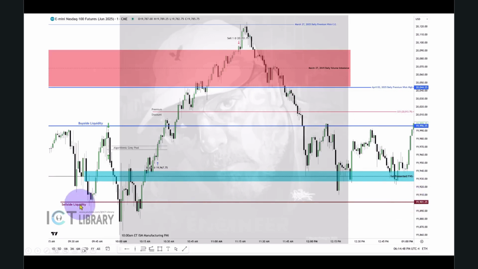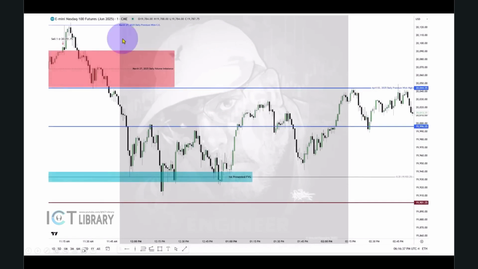Now, keep an eye on the levels you see here, okay? 19,901.25 is that sell side liquidity pool from London's low. And then we have the old buy side liquidity. And then this line's going to disappear. It's not salient to what we're going to see in the afternoon. And then we're going to extend this daily volume imbalance over as well. And I'll leave this here for reference.